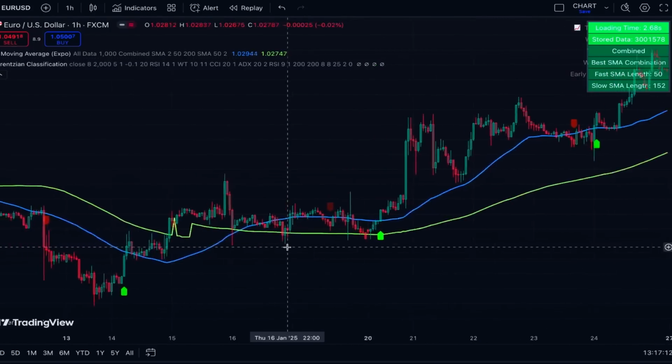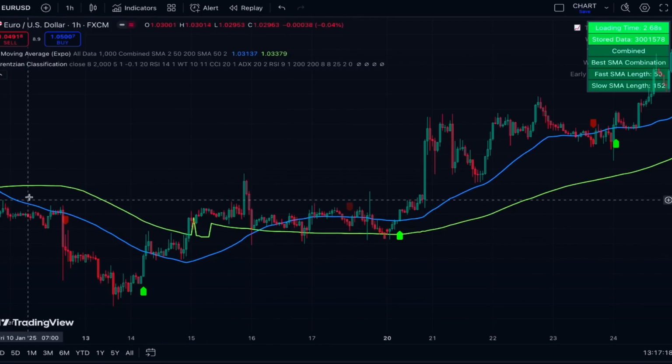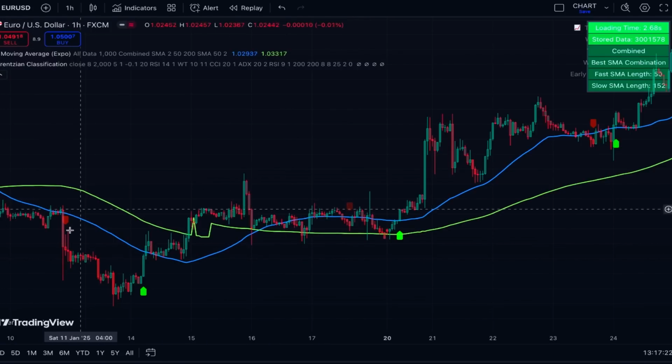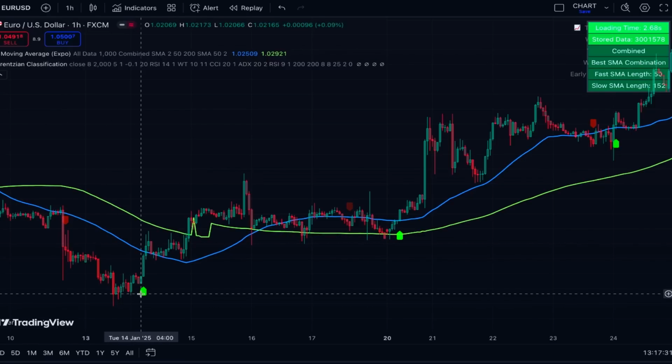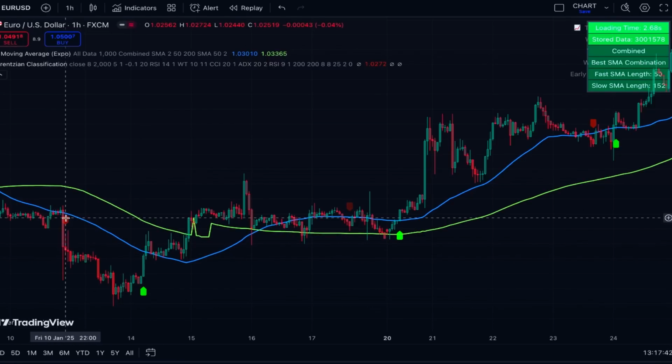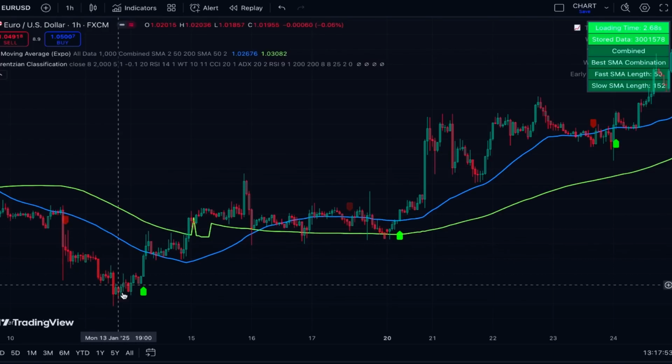And on the other hand, when the shorter moving average is below the longer moving average, we only focus on short position signals. In this situation, we don't care about buy signals and we only focus on short position signals. So in practice, we could take this signal and it was a profitable signal as you can see.